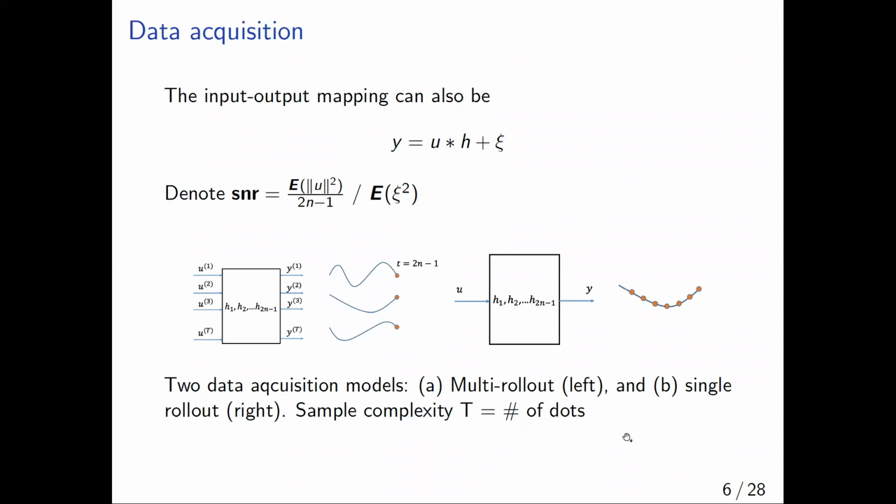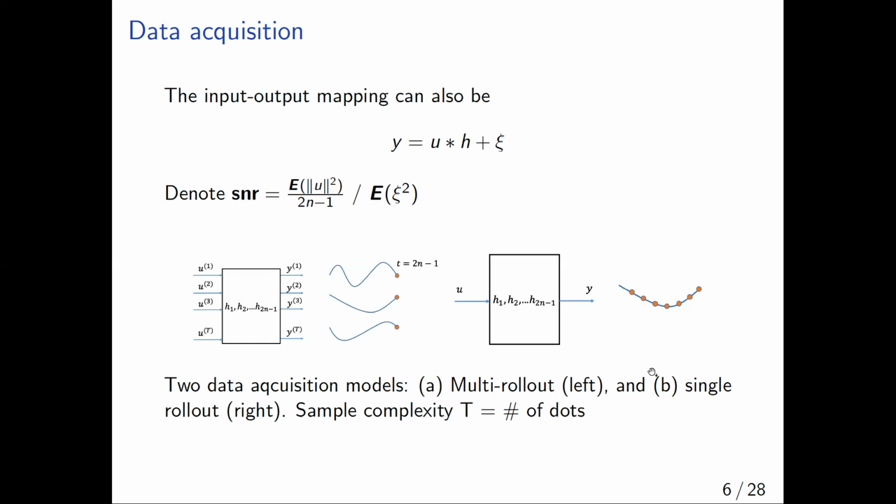Another model, maybe the more typical one, is on the right, which is a single trajectory measurement. The input signal is applied continuously and the points on the output are measured all across the trajectory at certain sampling times. In either of these models, when we talk about sample complexity, we mean the number of red dots, the number of times we had to measure the output. That makes the notion of sample complexity consistent between these different setups.